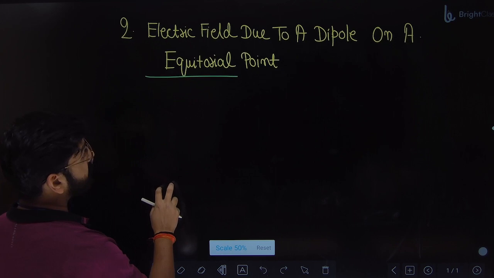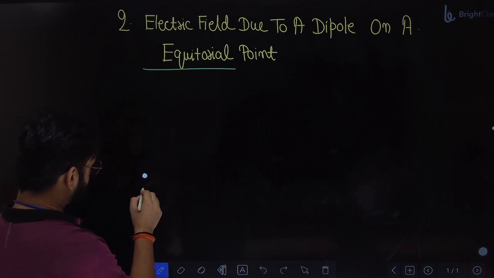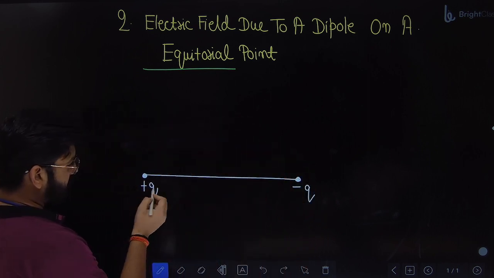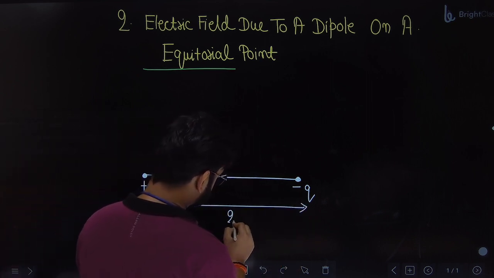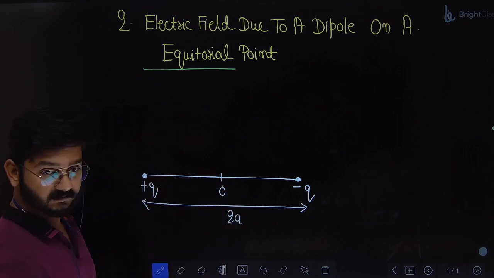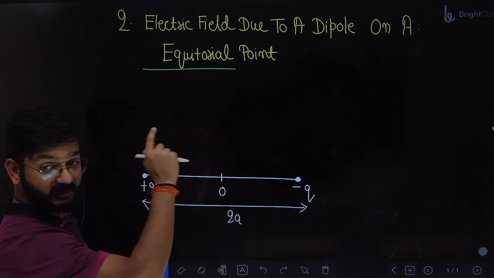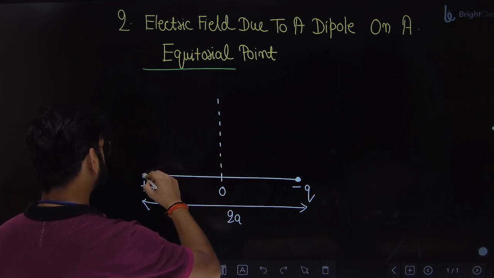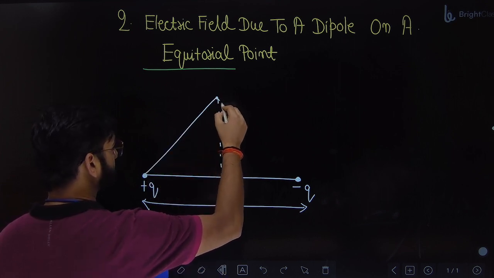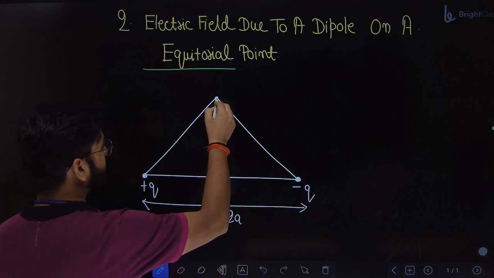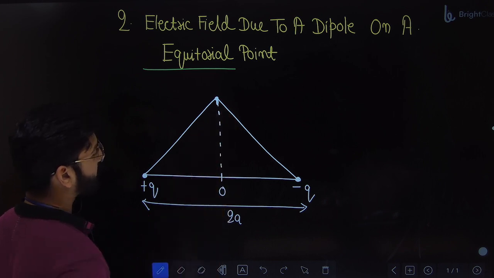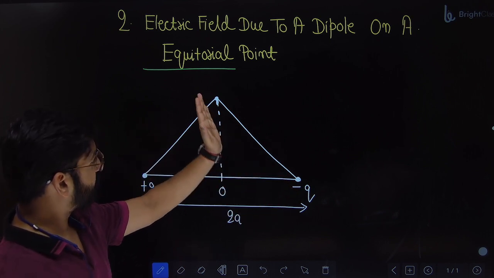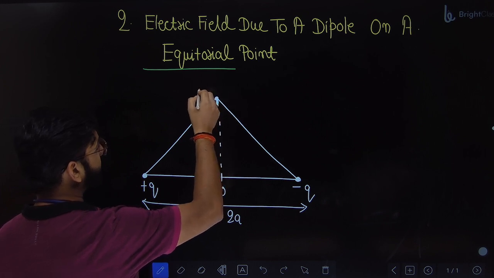So let's derive it. The same figure we will draw. Plus q, minus q, separated by distance 2a. This is the center. I will take a point which is perpendicular to this. So this is the point P, which is perpendicular to the plane of dipole. So I will take a point P here.